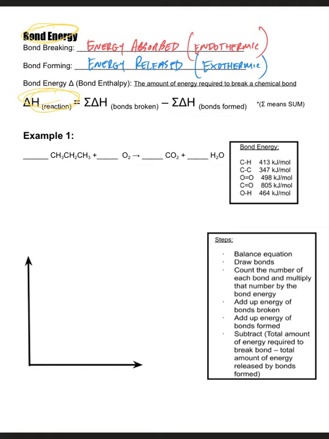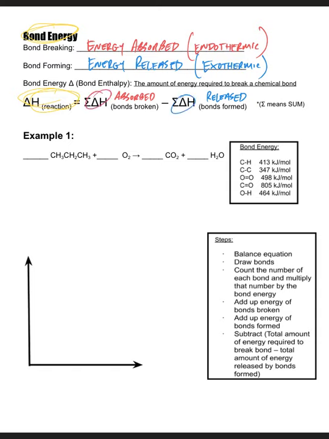Now to find delta H, what we're going to do is take that amount of energy that is absorbed, subtract it by the amount of energy that is released to form those bonds, and you will find delta H in kilojoules per mole. Now an important thing to realize is what these two actually mean.